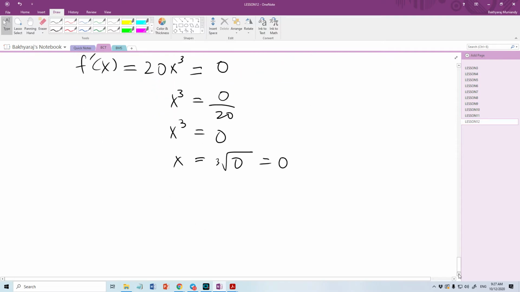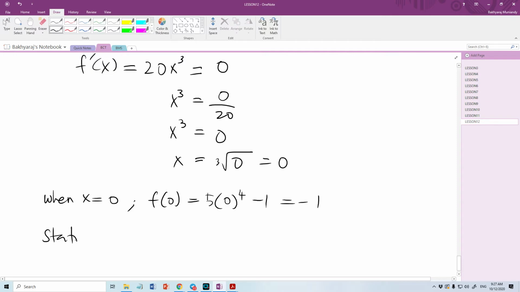Okay, now the second part is we need to substitute the value of x. So when x equals to 0, so function f(0) will be equal, yeah, correct, -1. You should be -1. Very good. So you get 5 times 0 power of 4 minus 1, you get -1. Okay, so the conclusion is stationary point will be 0, -1.